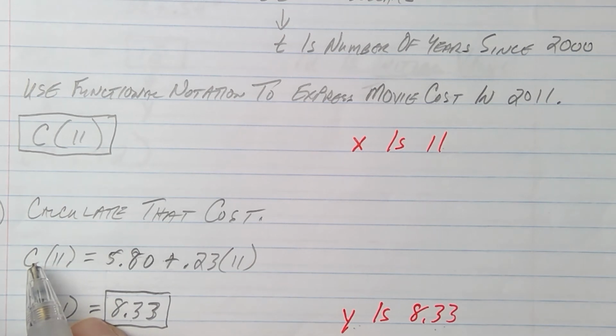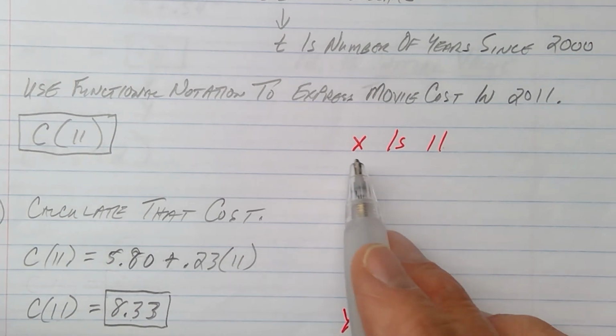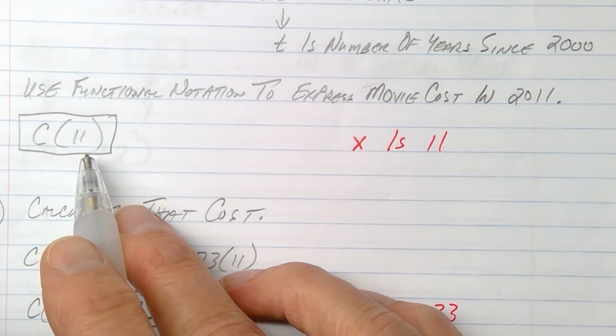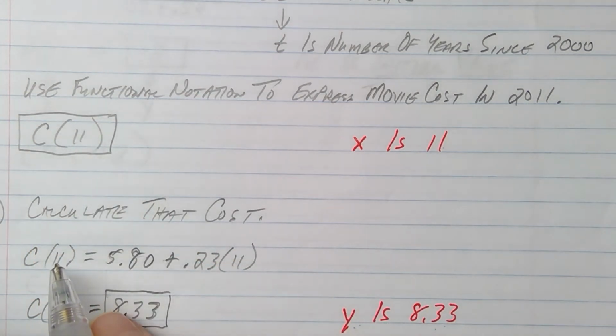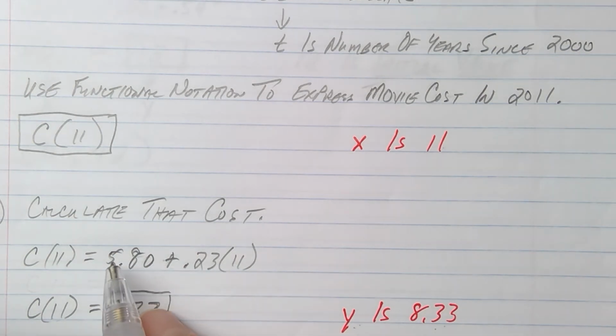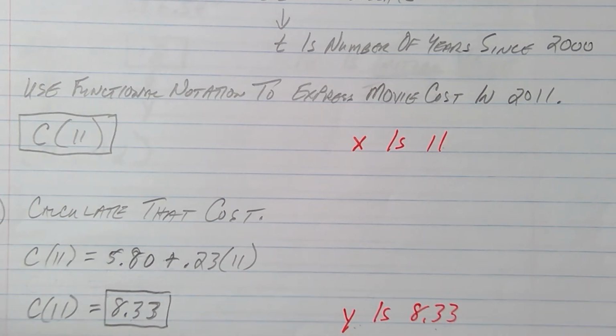So the cost of a movie ticket 11 years after we started measuring is $5.80 plus 23 cents times 11 years. The cost of a movie ticket 11 years later is $8.33. So if X is 11, Y is 8.33. X is the input, Y is the output. X goes in, whatever's in the parentheses, that's what's going in, and we replace X with 11. And then whatever the calculation is, whatever pops out, that's Y, that's the output.